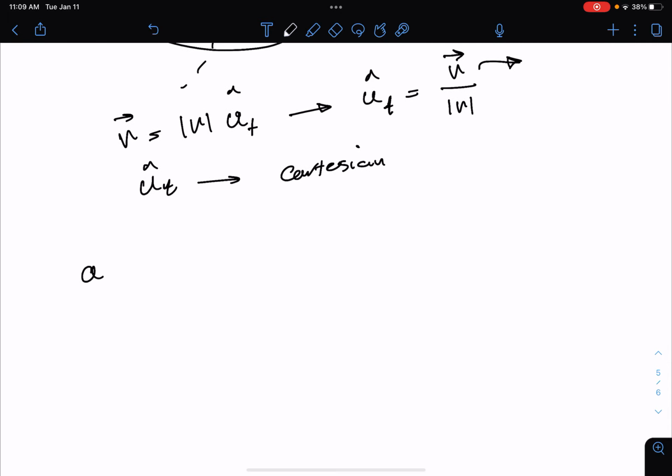What about acceleration? What can we say about acceleration? Is it the same as velocity, or is it different? Yes, the acceleration has two components, one along the tangential and one along the normal. Exactly. So acceleration can have both components. It can be the tangential acceleration, and it can be the normal acceleration. This is actually a of t. What do we call the normal acceleration?